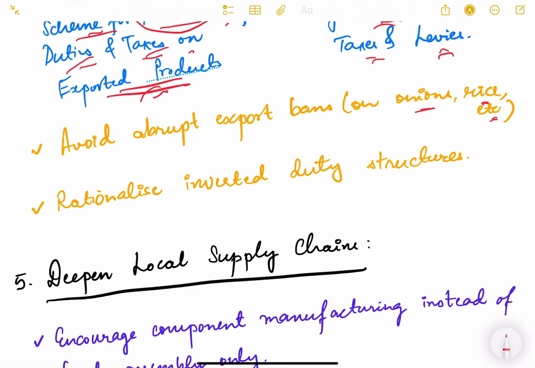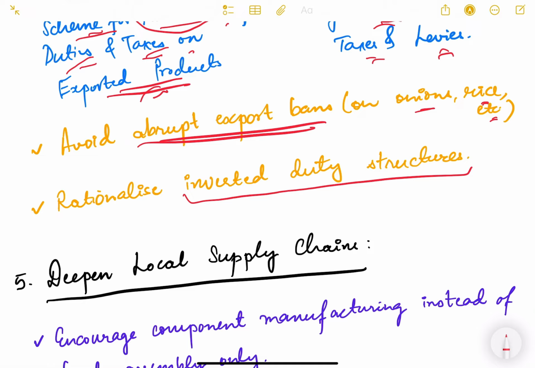Many a times in our country what happens is, if there is an onion shortage in the market, we abruptly ban the exports so that it is available in the domestic market and the prices will come down. That should not happen actually. So abrupt export policy should not be there. Rationalize inverted duty structure. So what is IDS?